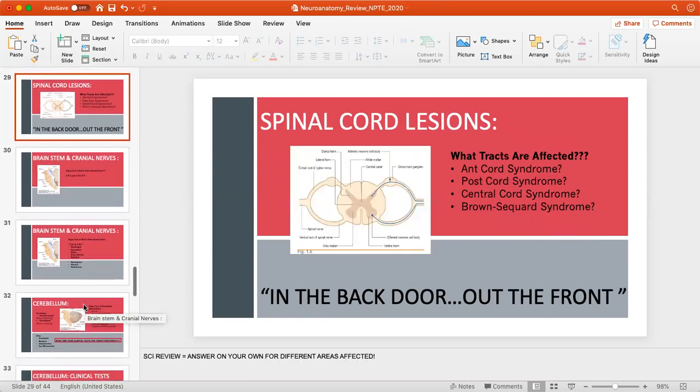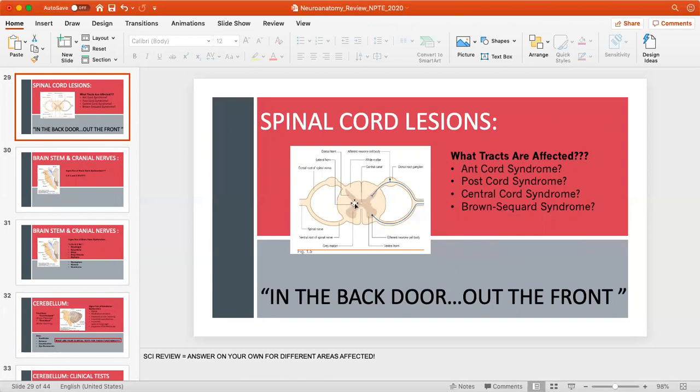So what may we see if we have deficits, spinal cord lesions? Well, it depends on what tracts are affected. In anterior cord syndrome, the tracts that run in the anterior part of the spinal cord are going to be affected. In posterior cord syndrome, the posterior cord is going to be preferentially affected. And you can think about our little trick here. In the back door, if it's posterior cord, we're going to have more sensory deficits. Out the front, anterior cord syndrome, more motor. Central cord, you can think about the tracts that are more centrally located.